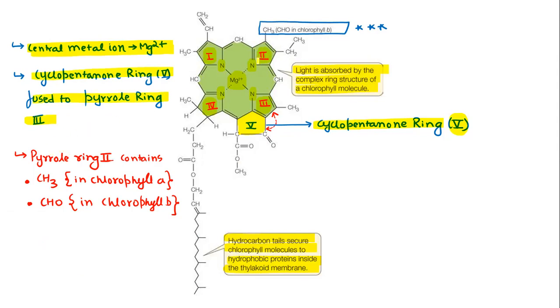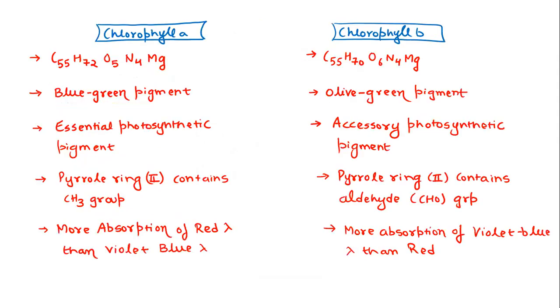Now, whether the chlorophyll molecule is chlorophyll A or chlorophyll B depends upon what kind of substituent has been joined to ring number 2. If it's a CH3 group, then it is a chlorophyll A molecule. And if the same position is filled by an aldehyde group instead of a methyl group, then it becomes a chlorophyll B molecule structure. So if pyrrole ring 2 contains a methyl group, then it is chlorophyll A. And if it is an aldehyde group, then it is definitely a chlorophyll B molecule. Absolutely no doubt about that, right? Moving ahead with our continuing discussion.